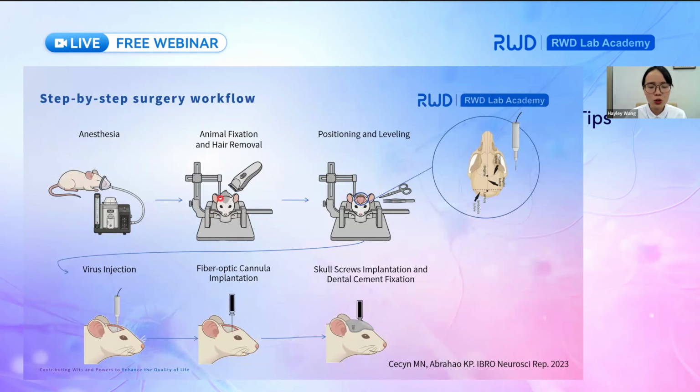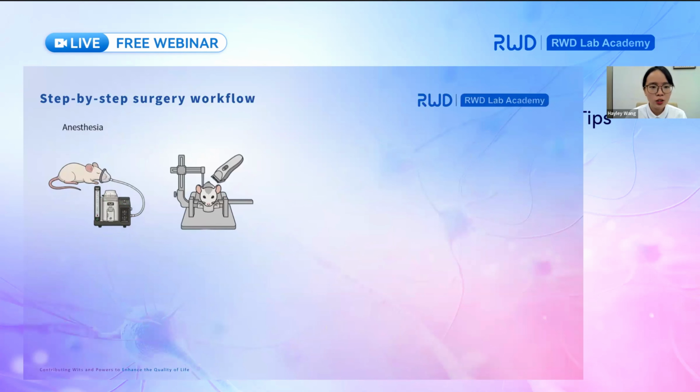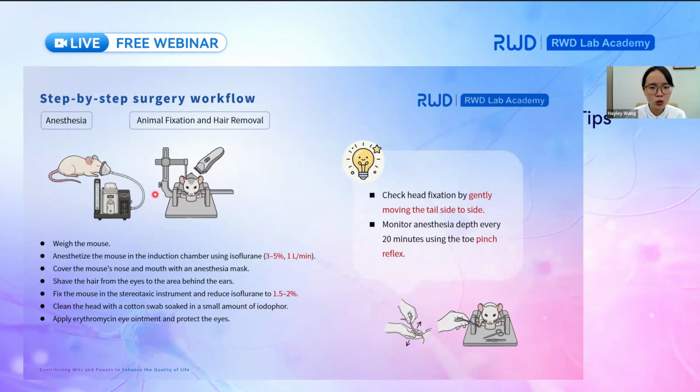So before a fiber photometry experiment can begin, the stereotactic injection is generally required to deliver the virus into the target brain region. The main steps usually include anesthesia, animal fixation, hair removal, skull leveling, and virus injection, then cannula implantation and dental cement fixation. Next, I will briefly go through the surgical procedure. So we start with the anesthesia and fixation.